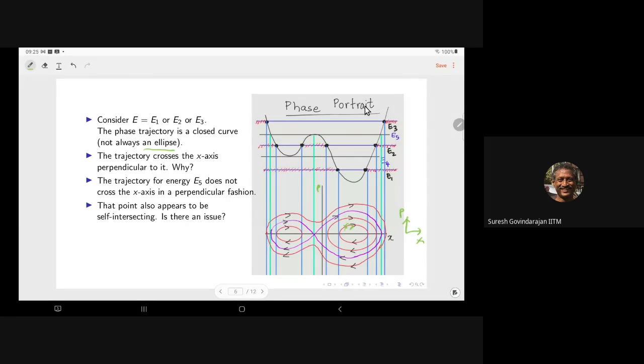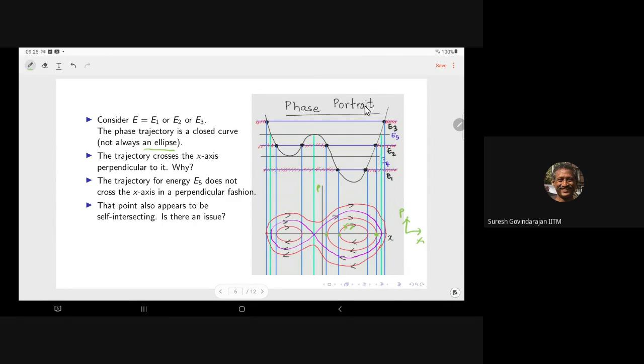Somebody asked a question, what happens if I'm here? This says you have to move to the right. That's what I drew. So it will just execute periodic motion. Next, take E2. These are the two turning points, so at these two values, P is 0, and then I just draw some closed curve.